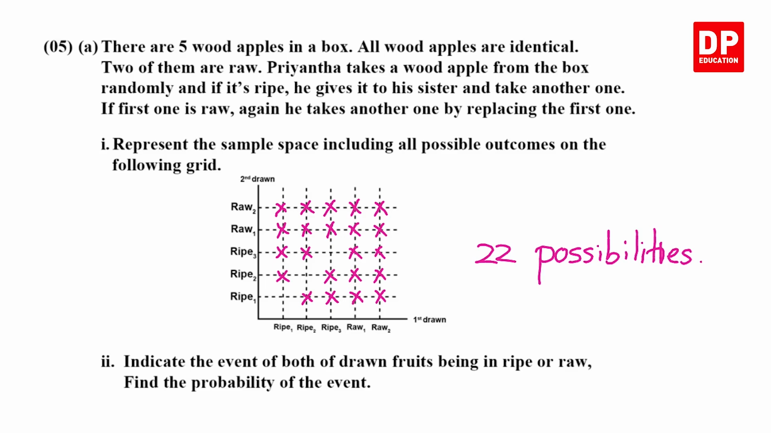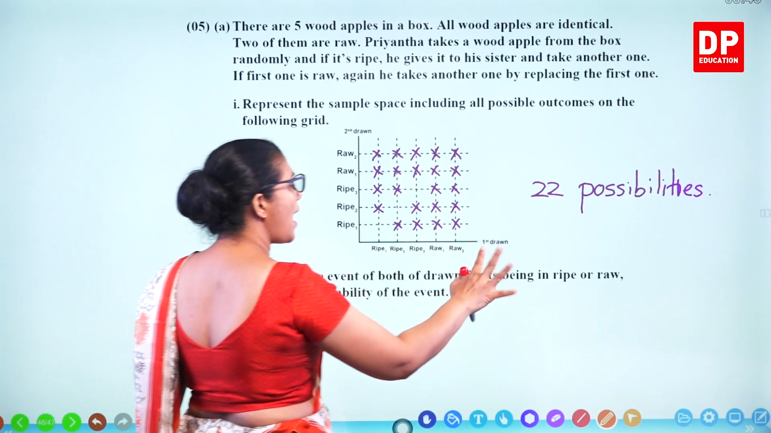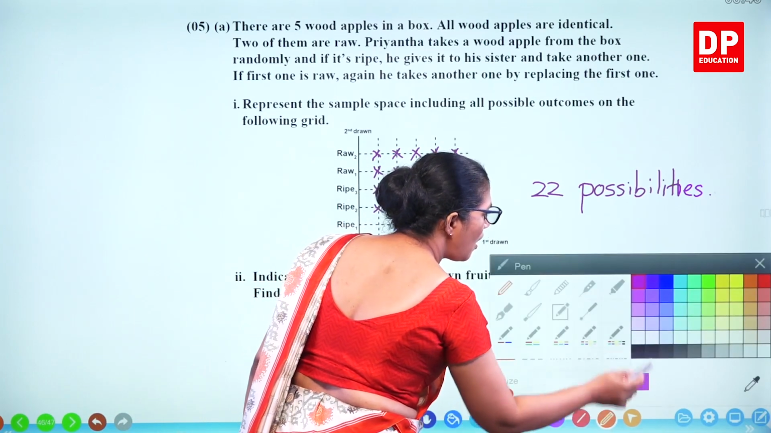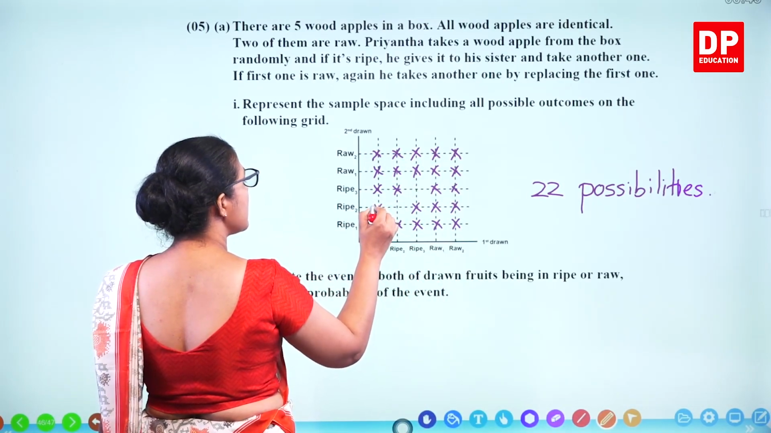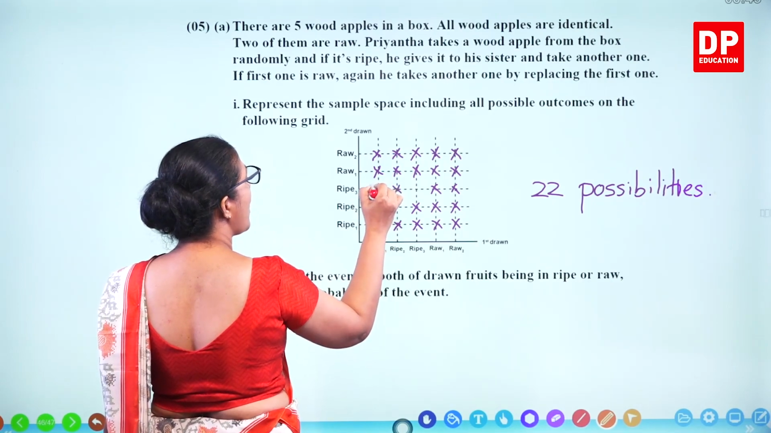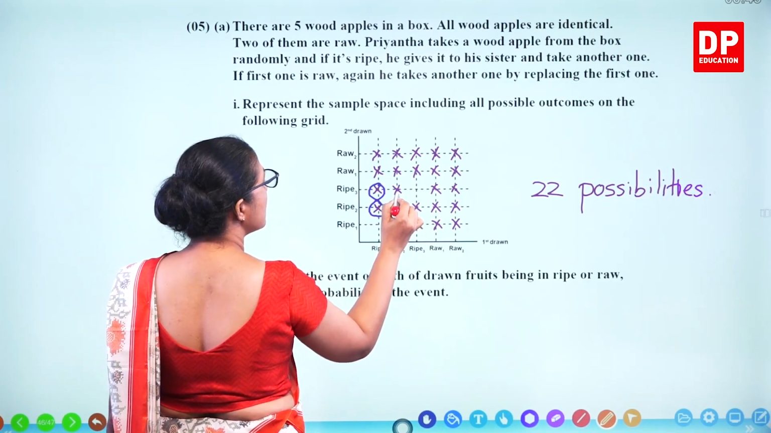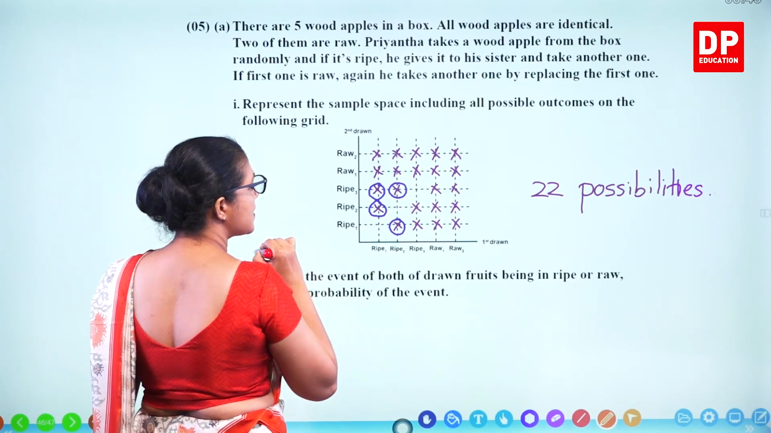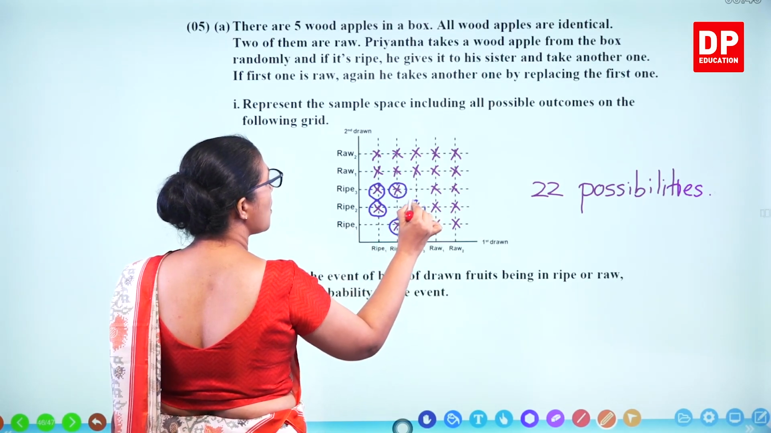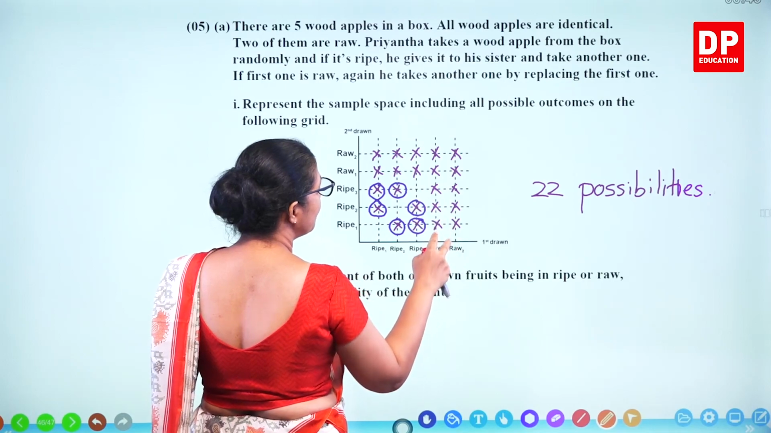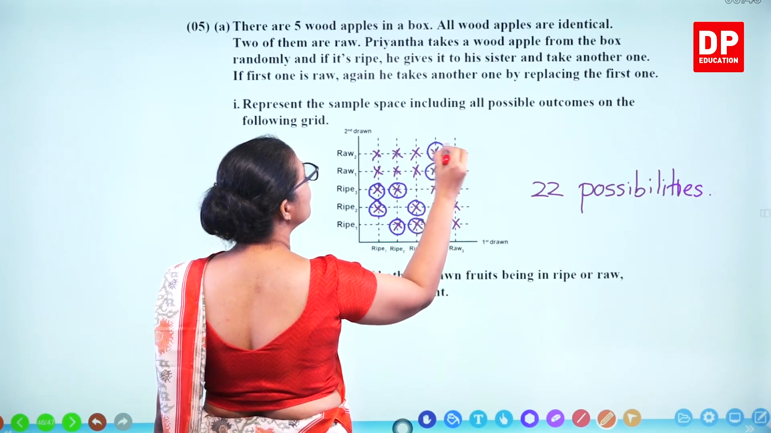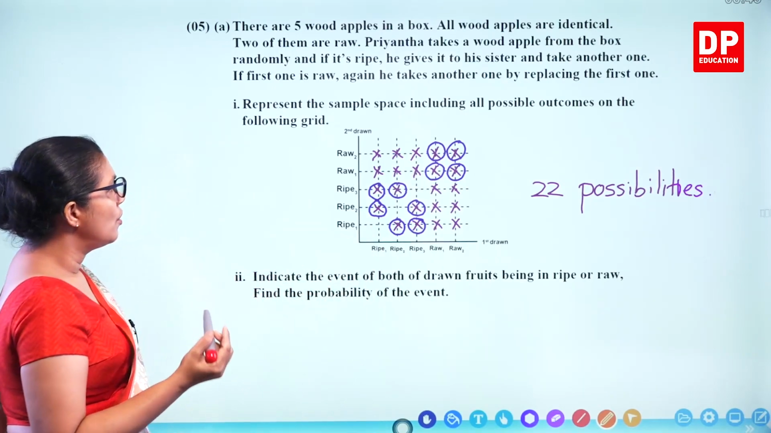Indicate the event of both drawn fruits being ripe or raw. Find the probability of the event. Both, either ripe or raw. How can we find out? We take this one. So if it's ripe, you can take ripe. So this is okay. Ripe with ripe. And then ripe with this ripe. Ripe with this. This one, this one. So that's both ripe. Or both raw. Raw with raw. These two. And these two. So those are the possibilities.